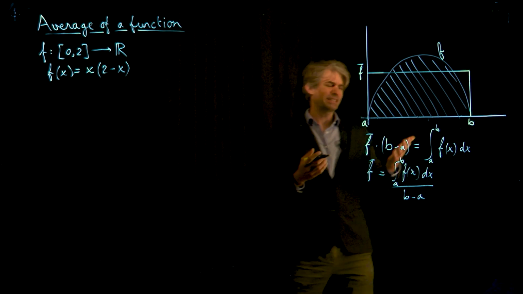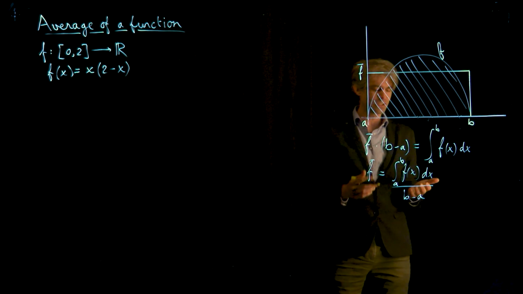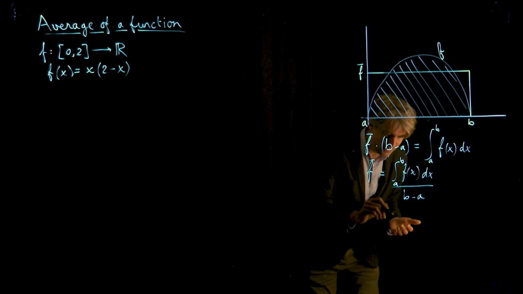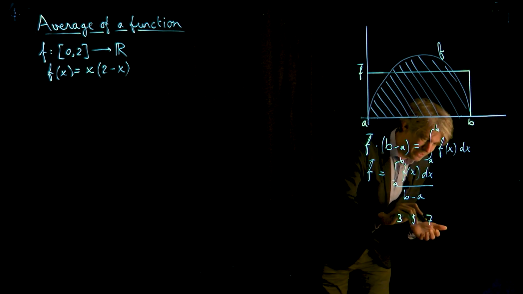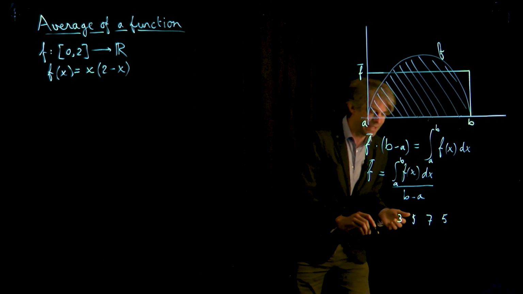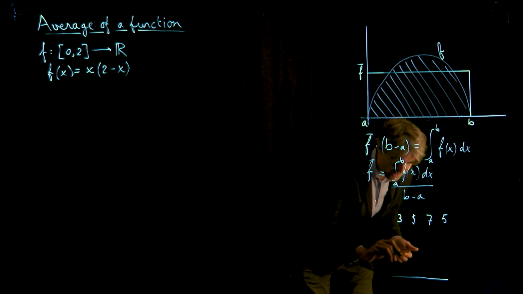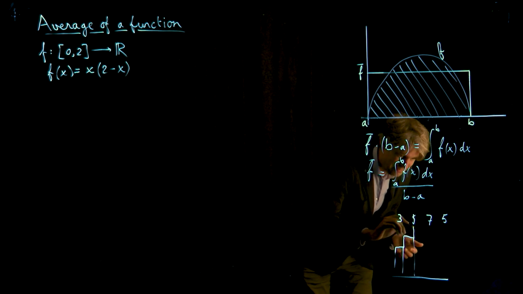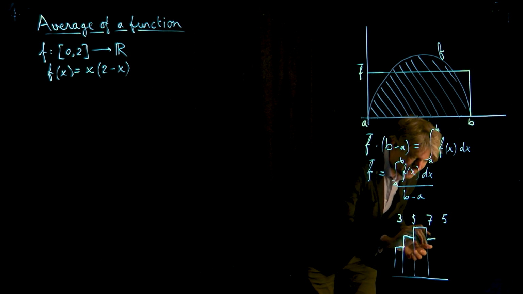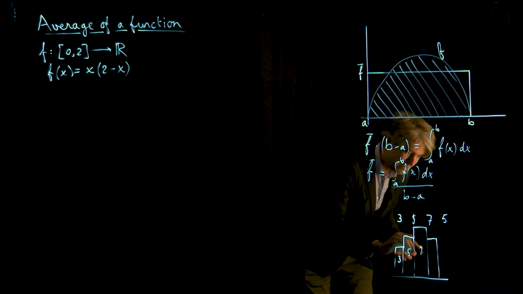Okay, why does that make sense? Actually, let me just say a little word on why that makes sense. Suppose you do this just for numbers. I have the numbers 3, 5, 7, and another 5. Then I could make a little bar chart of this. Let's say this is the ground, and this is height 3, and then height 5, height 7, and height 5, right? 3, 5, 7, and 5.